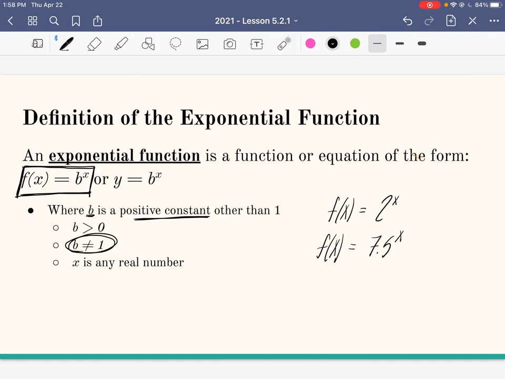So it's not 1. The reason it's not 1 is because if it was, we'd have f of x equals 1 to the power of x. And 1, as we just talked about on the previous slide, 1 to the power of any number is just 1. And so that's actually a line. It's not an exponential. Okay, so b can't be 1, but it's going to be a positive number that is greater than 0. So b is greater than 0 and any number that's not 1. So it has to fit both of those descriptions. And then x, that variable, can be any real number.